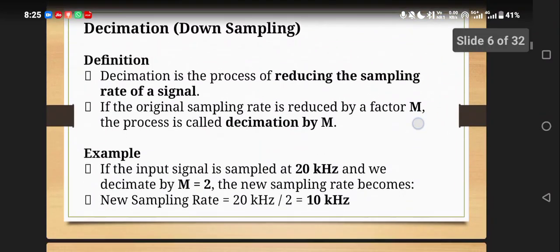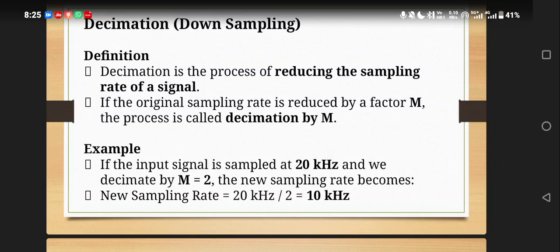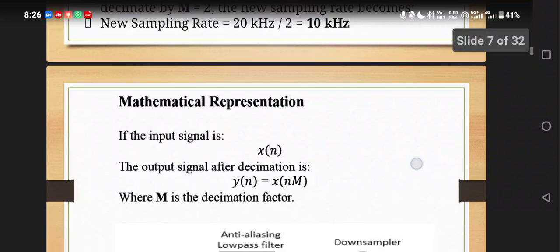What is meant by decimation? It is a downsampling method. Decimation is the process of reducing the sampling rate of a signal. If the original sampling rate is reduced by a factor M, the process is called decimation by M. If the input signal is sampled at 20 kHz and we decimate by M equal to 2, the new sampling rate becomes 20 kHz divided by 2, which is 10 kHz.